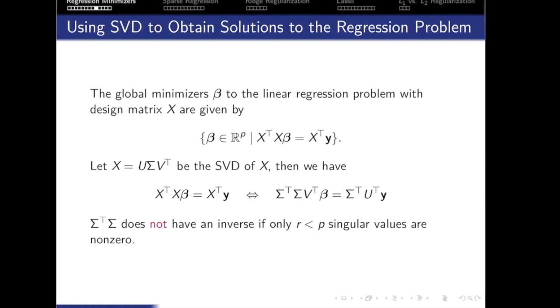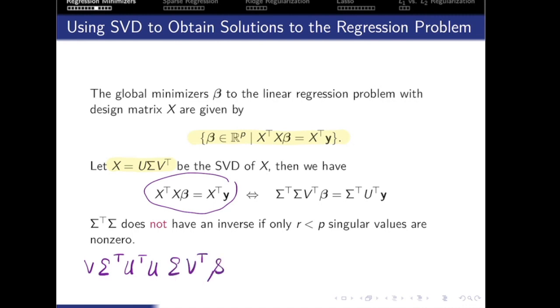Now what does this imply for our regression problem? So we start here with our set of linear equations as it's given here for the set of global minimizers beta. And then let's decompose our matrix X and let's try to solve this. So if we insert for X the singular value decomposition, then we get the following. X transposed is then V times sigma transposed times U transposed, and then times X, so this is U sigma V transposed.